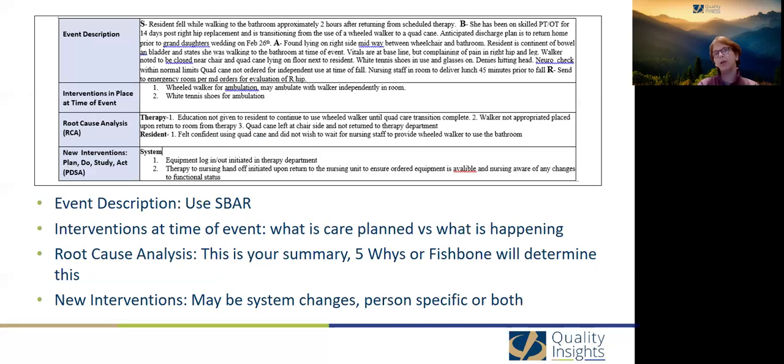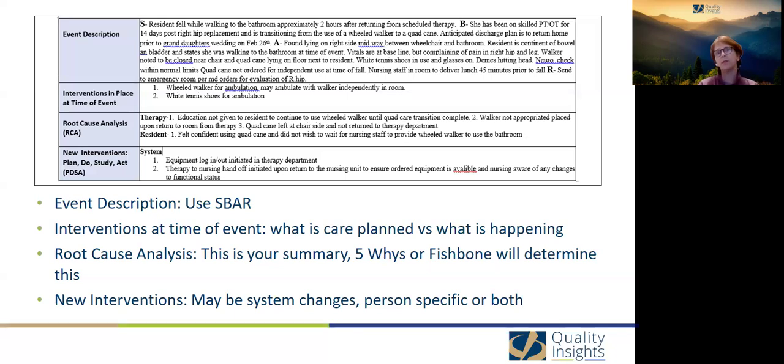The next section is really the meat of the form, and it contains information that is directly tied to the QAPI process. First, you describe the event, and I can't recommend strongly enough that you use that SBAR format to describe your event. Doing that is going to help to ensure that all the vital information is included in that description, and it's also going to support your use of that technique within the facility. Next, we want to know what interventions were in place at the time of the event. That follows the premise of we don't know where we need to go until we know where we're coming from.